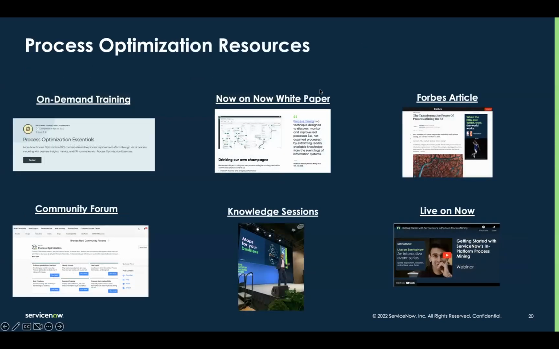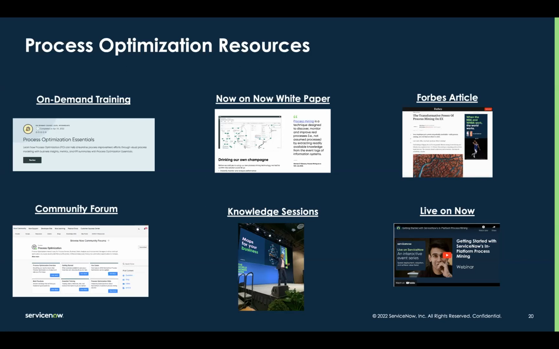In terms of other resources that are out there and available to all of you, we've got that on-demand training. There's a great Now on Now white paper out there talking about how we've rolled process optimization out here at ServiceNow and sharing some insights across 5 or 6 of the different workflows in which we've identified opportunities to improve and the findings that are there. You've got a really great article written by our Chief Analytics Officer, Vijay Kotu, out there on Forbes. It's talking about the transformative power of process finding on employee experience.